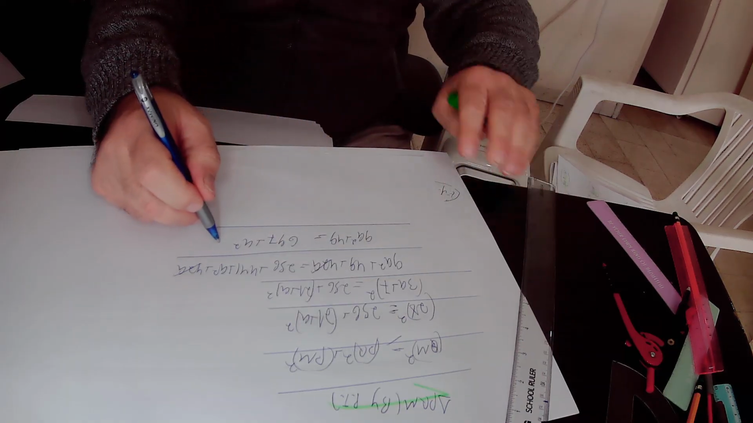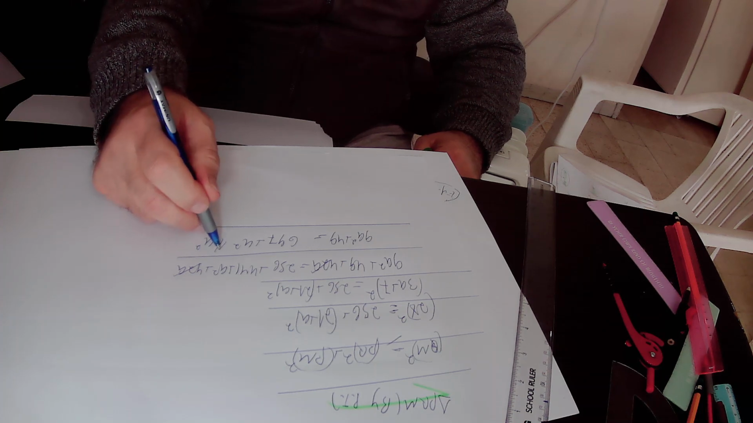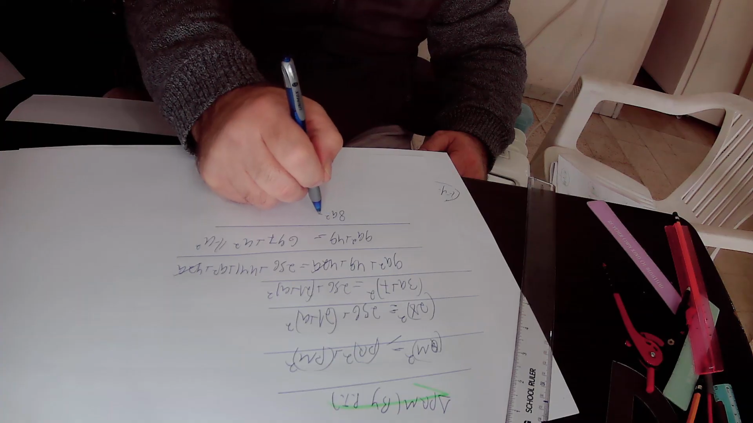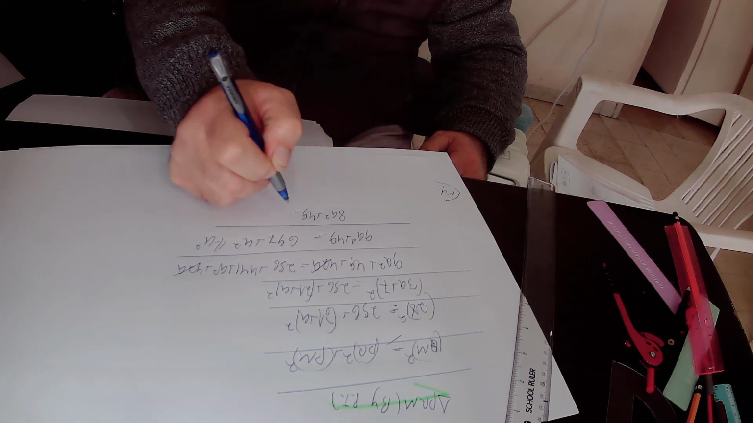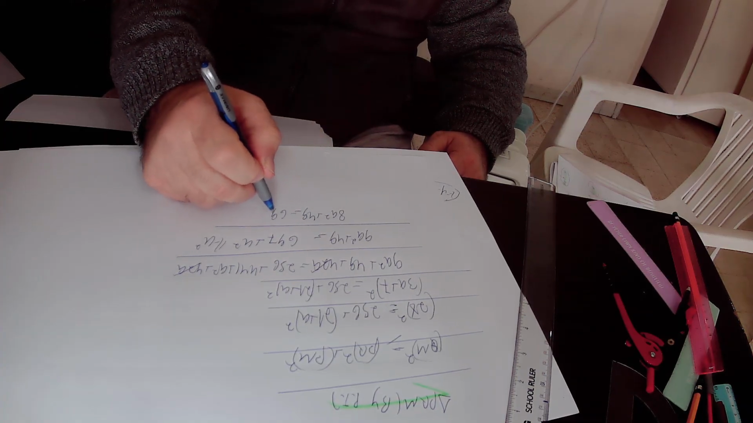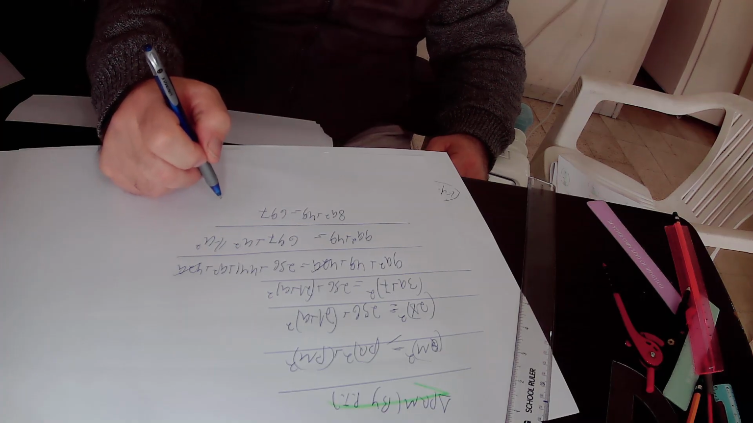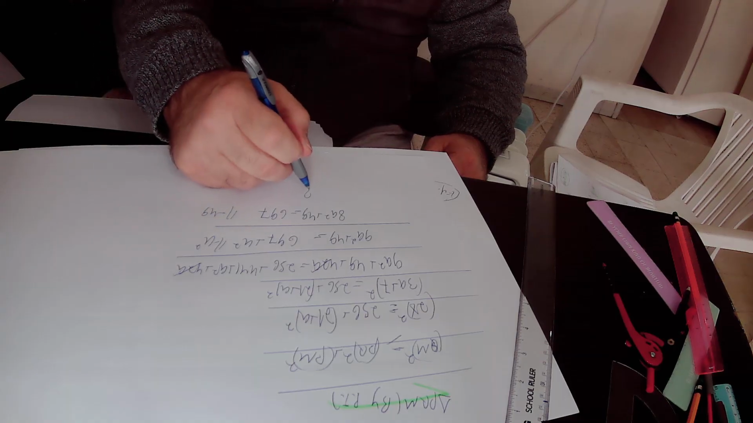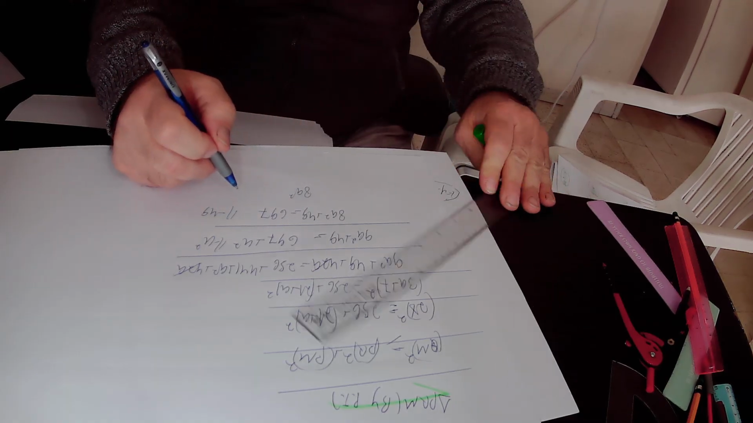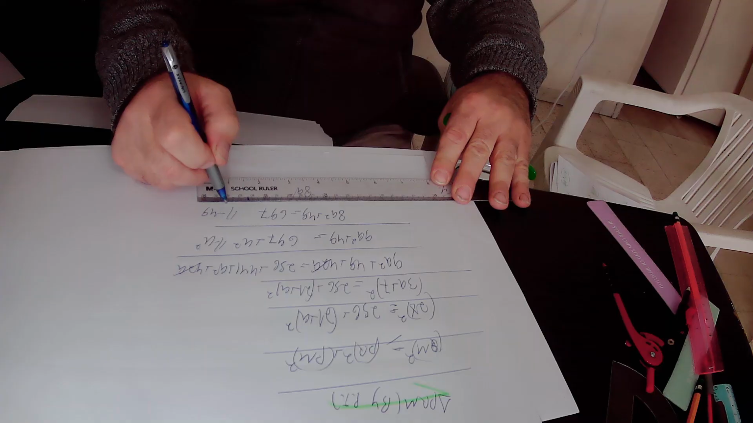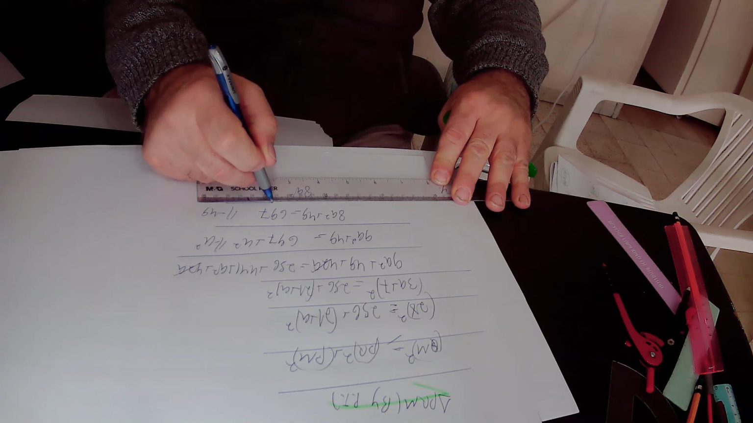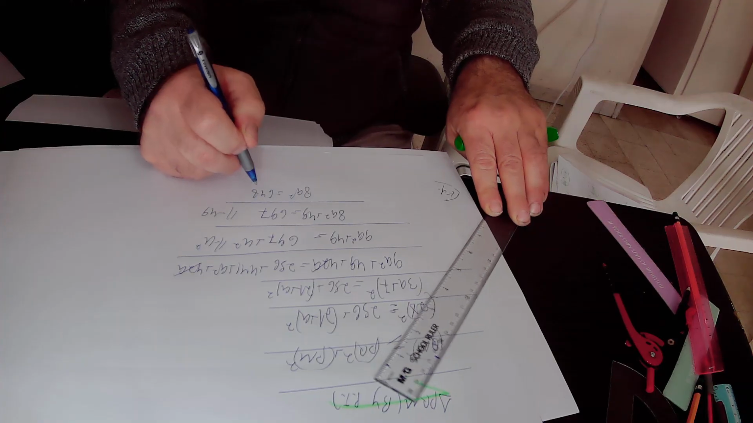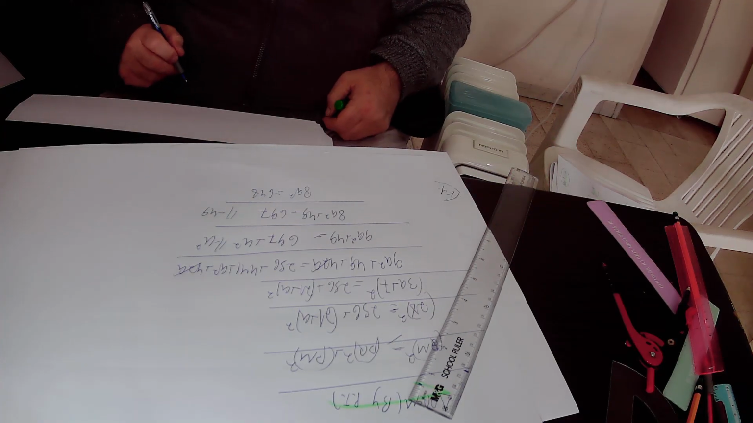Here we subtract a squared from this equation and get that 9a squared minus a squared is 8a squared, plus 49 equals 697. Here we subtract 49 from this equation and you get that 8a squared equals 697 minus 49, which is 648. So in total we found out that 8a squared equals 648.